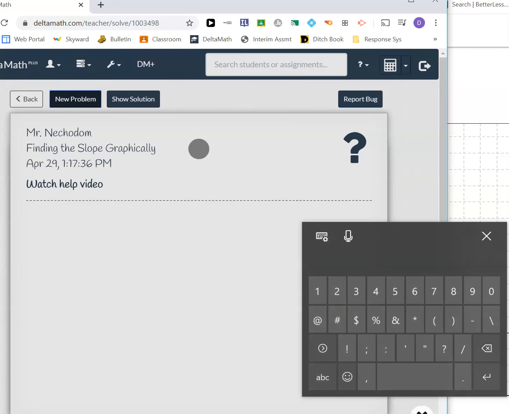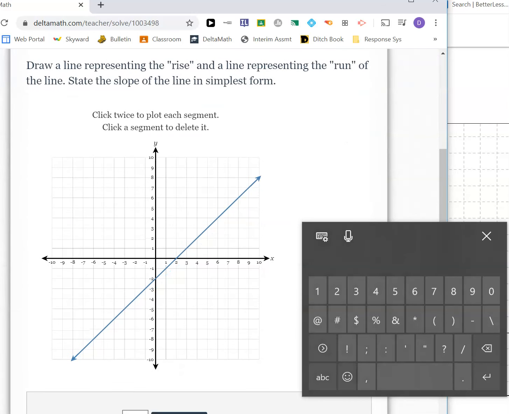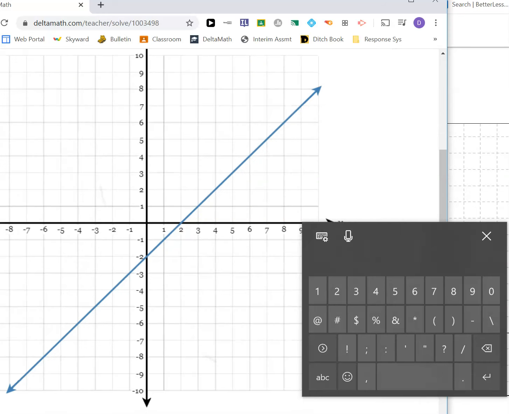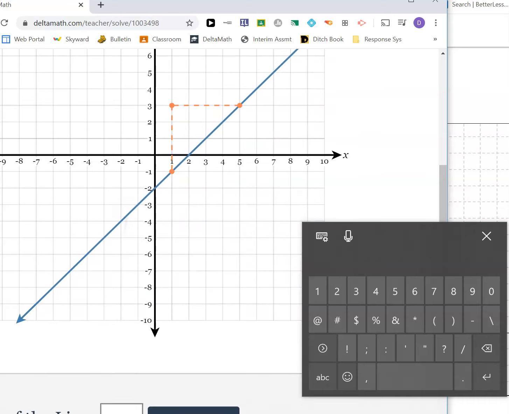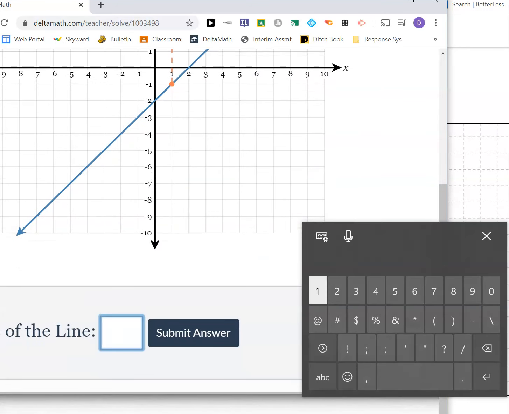Okay, so let's look at a new problem. With this one, if you zoom in, you've got to find two points that it goes through here, and how about these two right here? Or you could use any two you want. In fact, I think I'll do that. I'll go through that one, that one, and then that one to that one. So now I've got a rise of 4 and a run of 4, which would make my slope 4 over 4 or just 1.